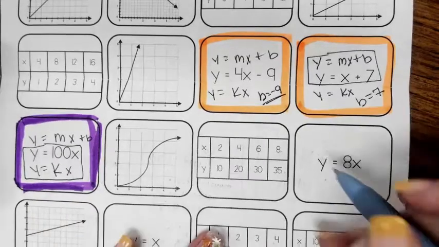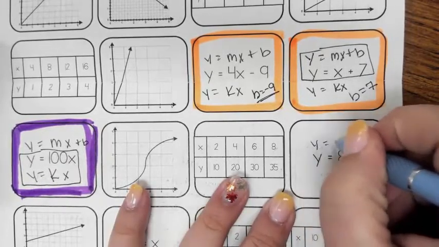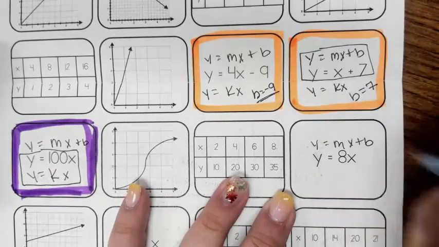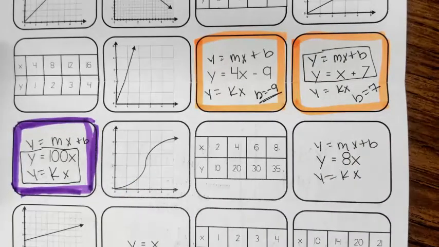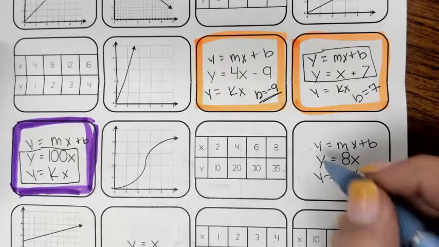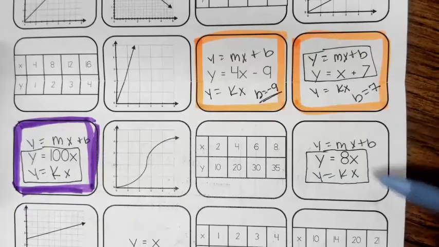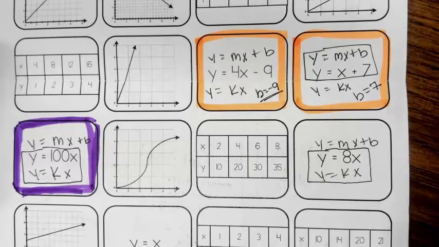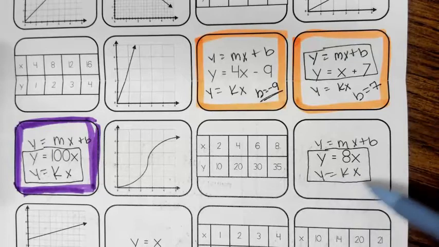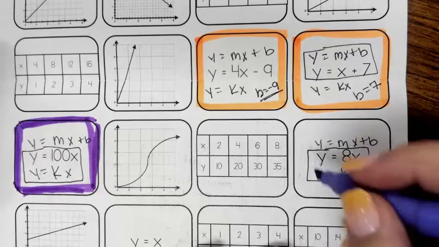The last equation in that row is y equals 8x. I'm writing y equals mx plus b on top and y equals kx. And now I want to compare this. Y equals 8x looks like y equals kx because there is no extra constant here. There's no plain standalone number, which means that number is 0. So this matches y equals kx instead of y equals mx plus b, which means this is proportional.